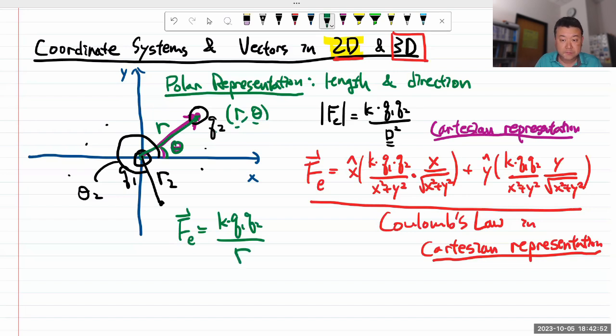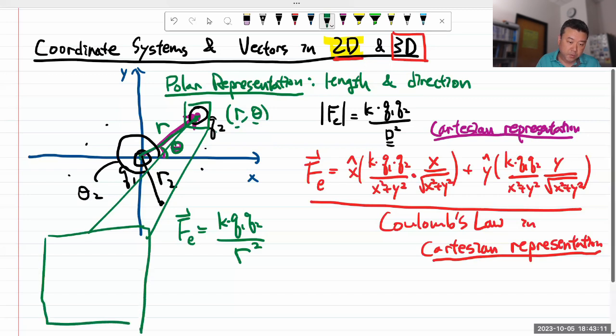That'll be r squared. And this is the magnitude. I have to turn it into a vector. Within the polar representation, there are two unit vectors. Let me take this point and blow them up here so that I can draw a large picture. The two unit vectors in the polar coordinate system look like this.